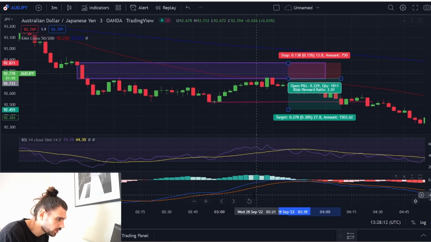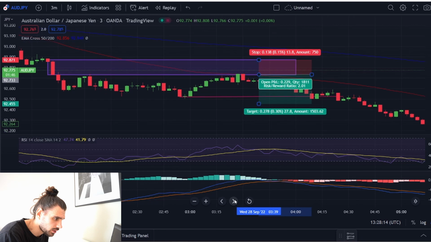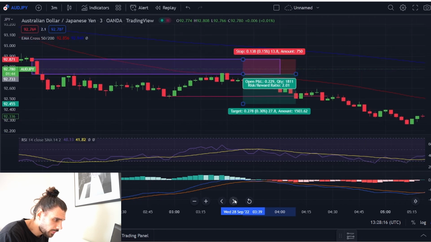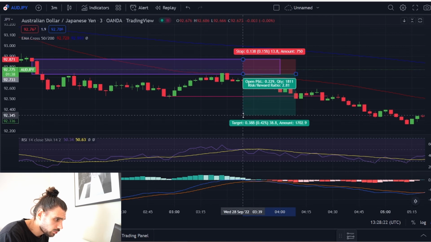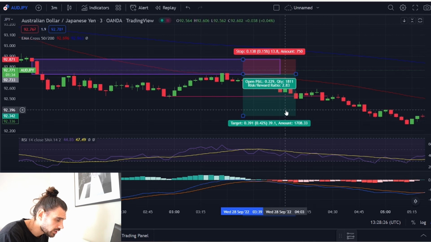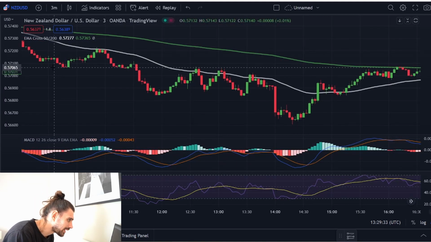So now if we just take a look at what the market does, the market continues, and here now I have my cross between the blue and orange line on the MACD. So right at this candlestick right here I would exit, so I would have here a risk reward of 2.8. So here again the same exact trade.